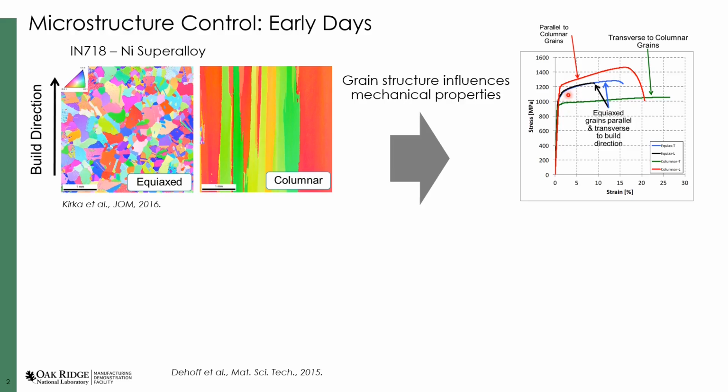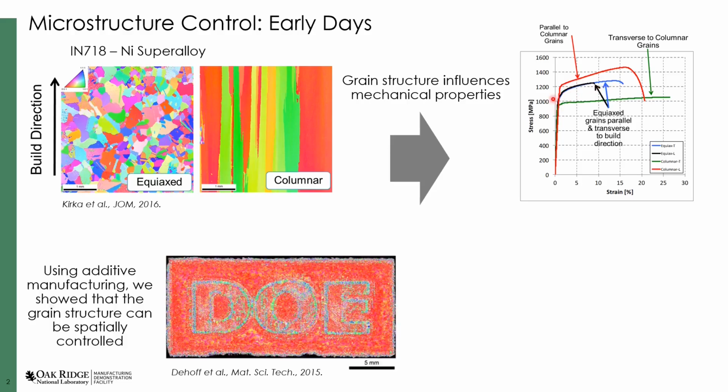So if we were interested in trying to design, say, a turbine blade where our stresses are strongly oriented along a particular direction, we may prefer a columnar set of grains with the grain orientation along the loading axis. However, if we have a more complex stress state, perhaps we would prefer more randomly oriented grains with a more uniform distribution of properties.